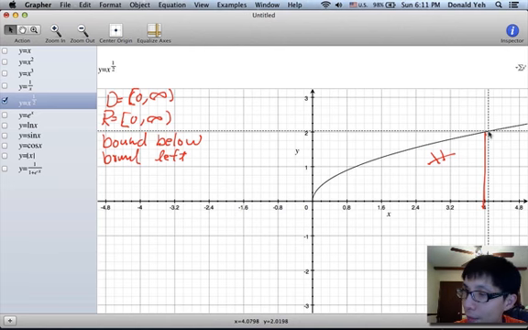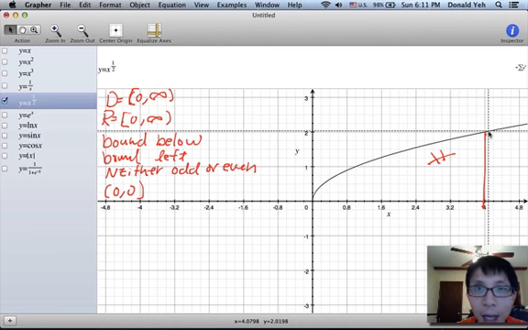Your symmetry, then, this one is neither odd or even, so it's neither odd nor even, and you're gonna tell me the x-intercept is at 0, 0. Again, the x-intercept is at 0, 0. So this is a very, very valuable thing to know. So that's the x-intercept.